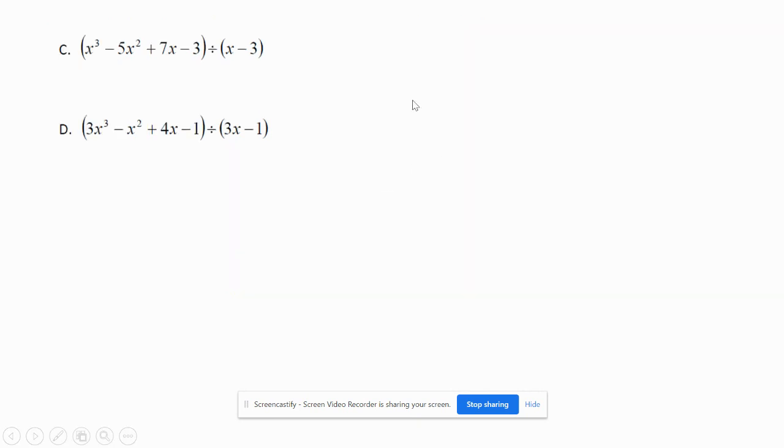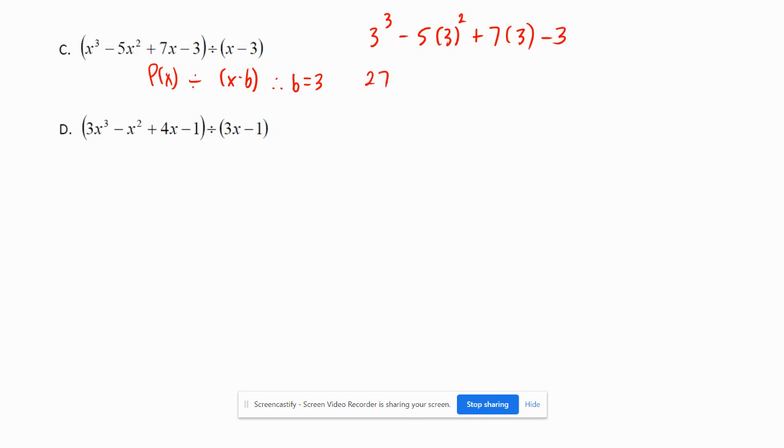Okay, C. So this is P of x divided by x minus b. Therefore, b equals 3. We get 3 cubed minus 5 times 3 squared. So again, we're just putting in the value of 3 everywhere we see an x in P of x and evaluating it.